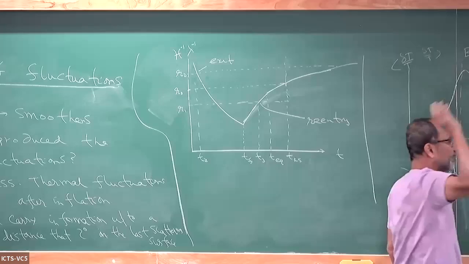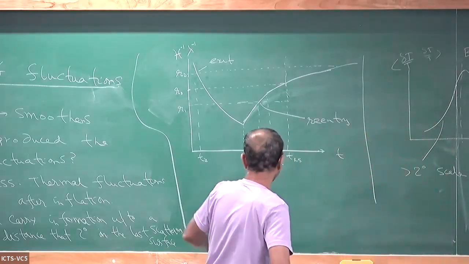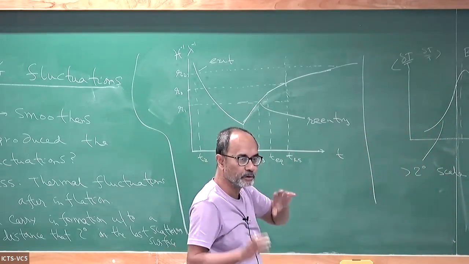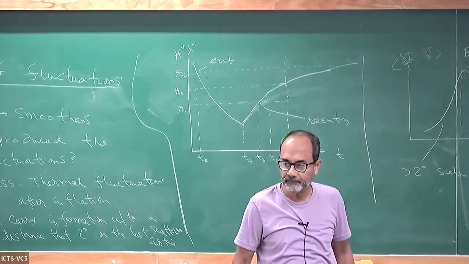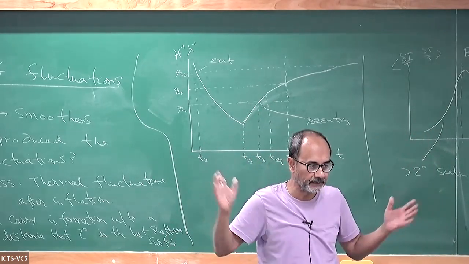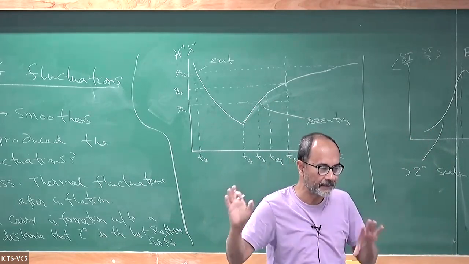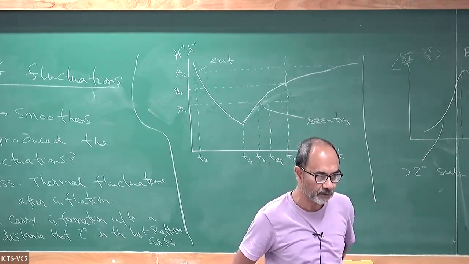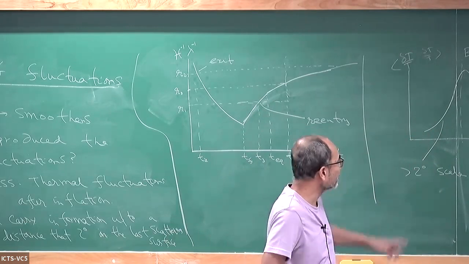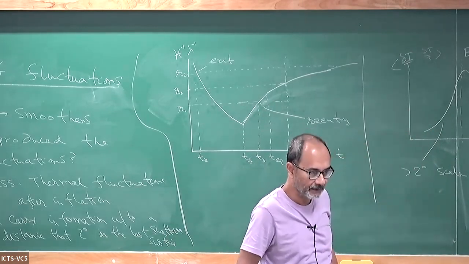Roughly the idea is that once these things come inside the horizon, it produces something like a sound wave in the medium, because there is a plasma sitting there. So in that medium it produces a sound wave, these fluctuations, and that sound wave is responsible for all the peaks.